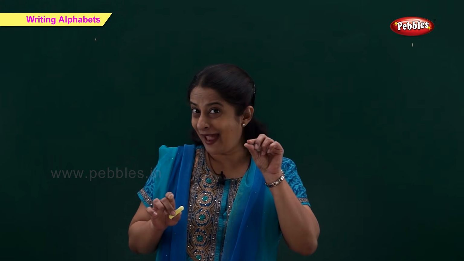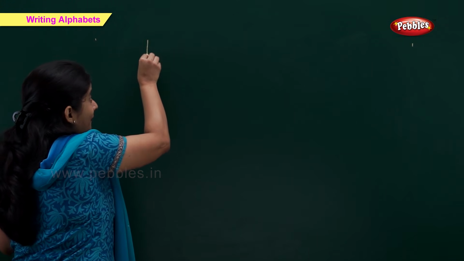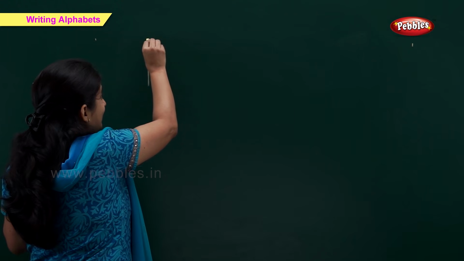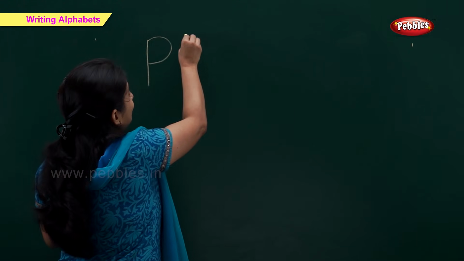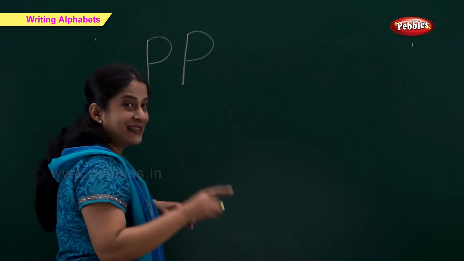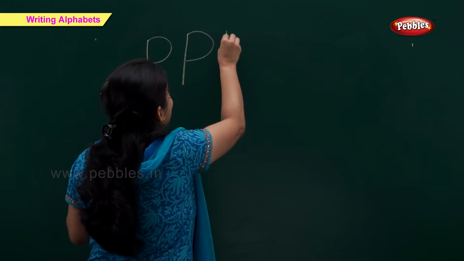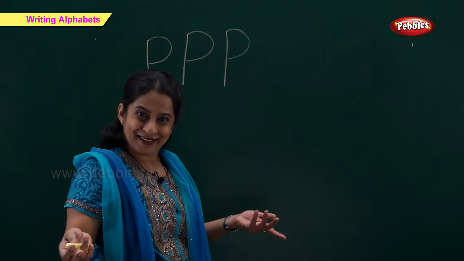It's time to write P. P for parrot. Standing line and a curve makes P. Standing line and a curve makes P.